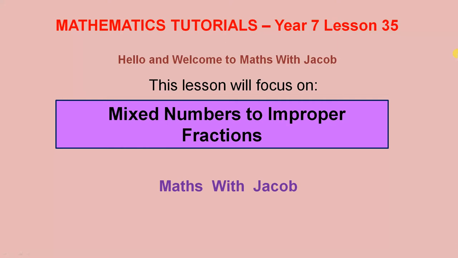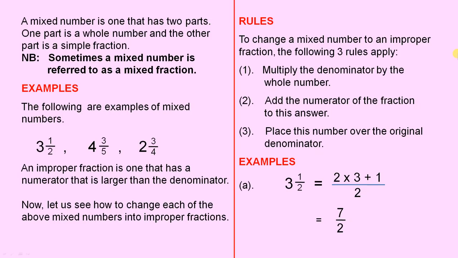This lesson will focus on mixed numbers to improper fractions. A mixed number is one that has two parts. One part is a whole number and the other part is a simple fraction. Now I just want to give you a little note here. Sometimes a mixed number is referred to as a mixed fraction. So you can either use the term mixed number or mixed fraction.